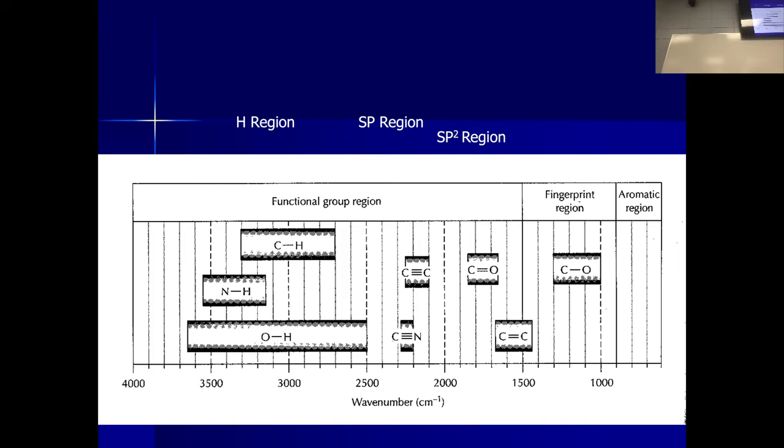So, we've got the sp2 region, we've got the sp region. Now we have everything to the right of 2500. We call this the hydrogen region. This is where you're going to find the hydrogens of an organic molecule. You'll find things that are CHs, NHs, and OHs. You'll be able to see the hydrogens there. Okay?